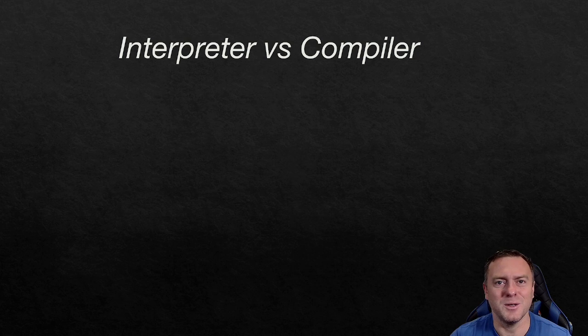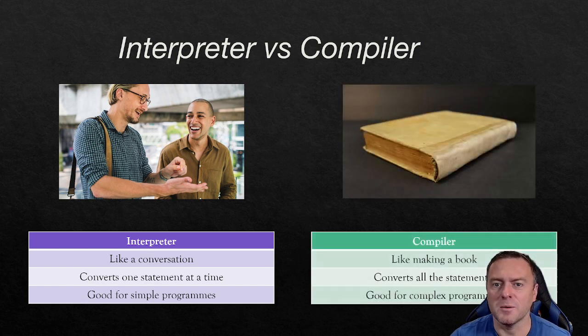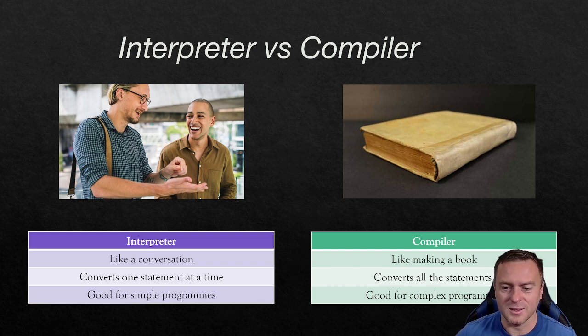So the big difference between an interpreter and a compiler. An interpreter, like I said before, is like a conversation. It converts one statement at a time, and it's really good for simple programs and also all the Python scripts that we're doing. When we do compiling, it's like making a book. It converts all the statements down to the zeros and ones, and this is really good for complex programs.